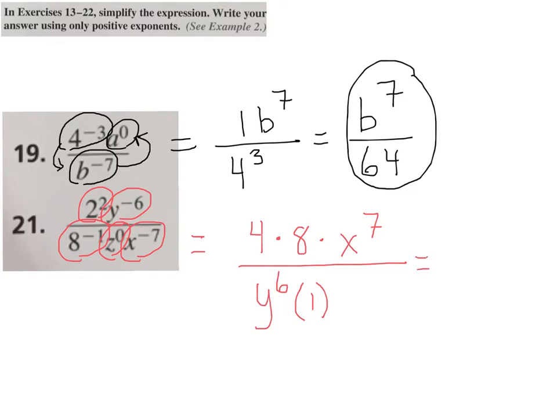Now let's simplify what we've got. 4 times 8 is 32. X to the 7th over y to the 6 times 1 is just y to the 6th power. And there's nothing we can do from there, so that's our answer.